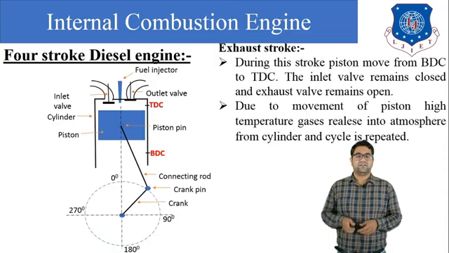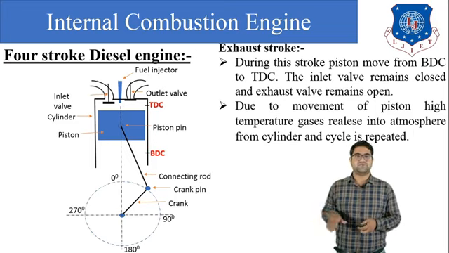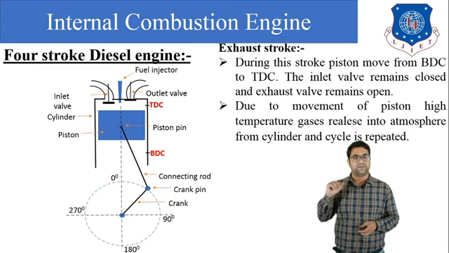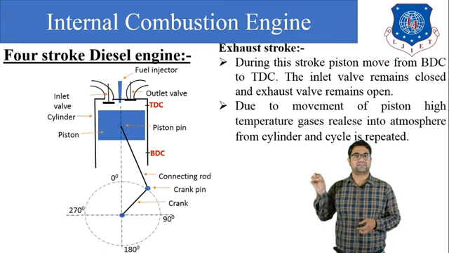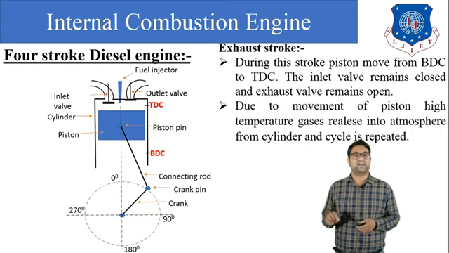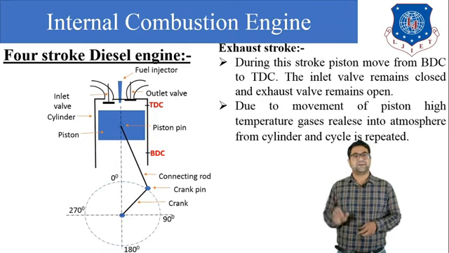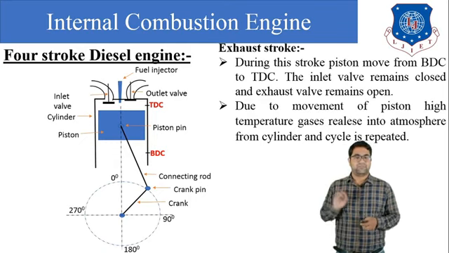Now next is the exhaust stroke. During the exhaust stroke, what happens? The inlet valve will remain closed and the outlet valve will open. The piston moves from the bottom dead center to the top dead center, and because of this movement, the exhaust gases, or the smoke generated due to the combustion of the diesel, will escape from the cylinder to the atmosphere via the outlet valve or exhaust valve. The crank will rotate from 180 to 0 degrees. These are the four strokes of the diesel engine.